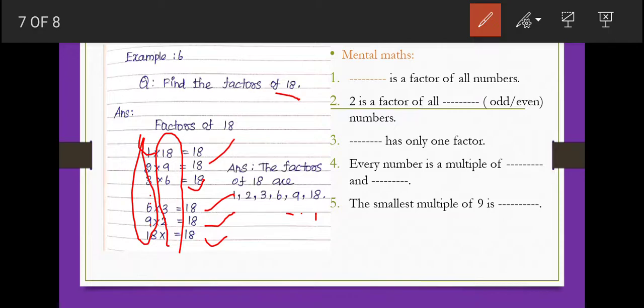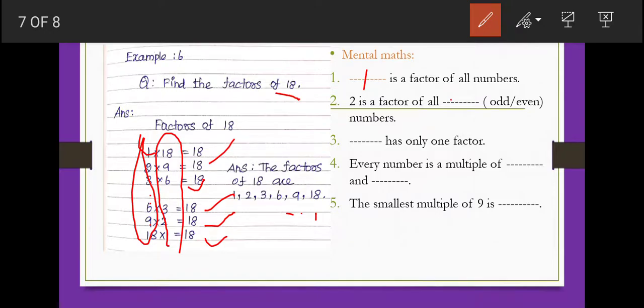This is a mental math. You have to do it in your classwork copy. Dash is a factor of all numbers. That means 1 is a factor of all the numbers. Dash is a factor of all odd or even numbers. You have to find out the answer, then write in the dash. Dash has only one factor. Only 1 has only one factor. Every number is a multiple of dash and dash. What is the answer? 1 and itself. The smallest multiple of 9 is dash. You have to find out the answer and write in the dash.